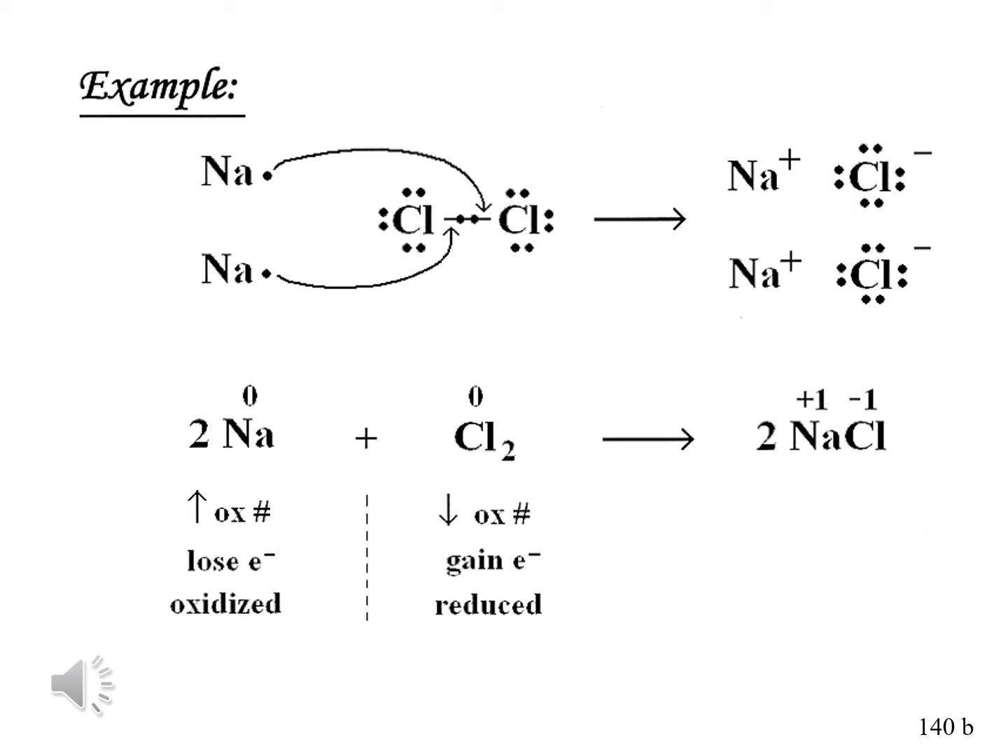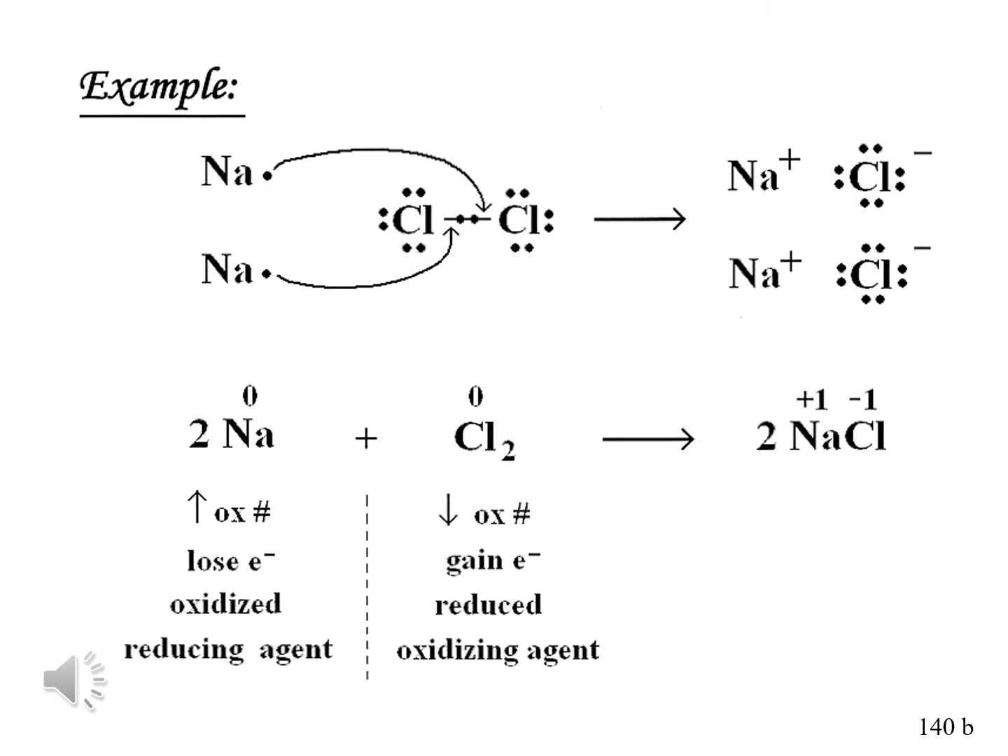Now the chlorine went down in oxidation number. That means it gained electrons, and they used the word reduced. What was reduced? Well, the oxidation number. So I don't know if that's a good term, but that's the reason they use the word reduced. The oxidation number went down, and so these are the way the terms are used.